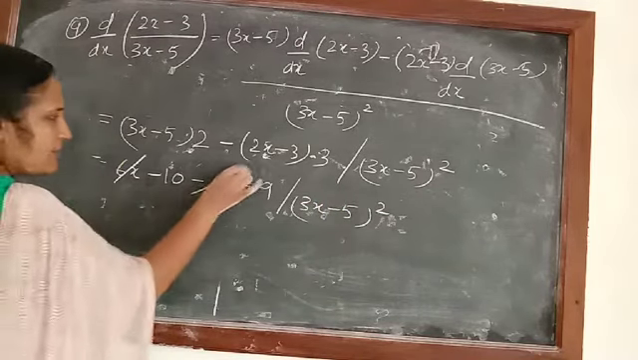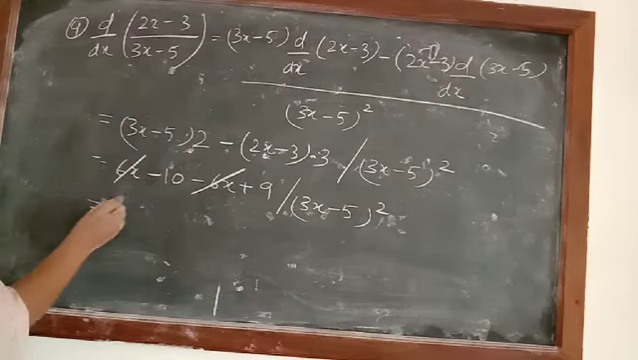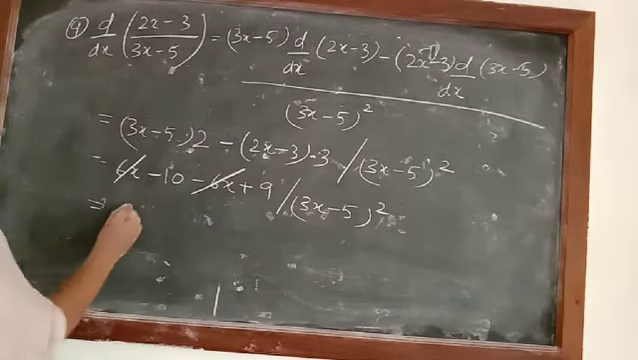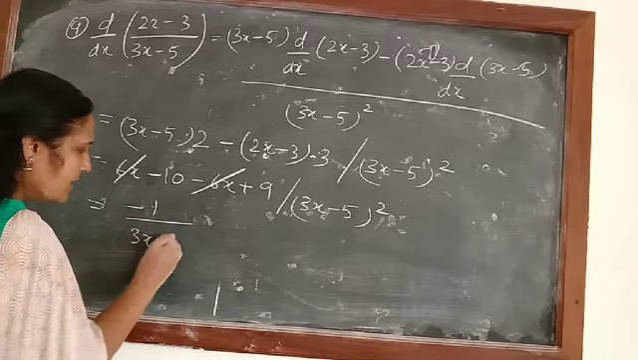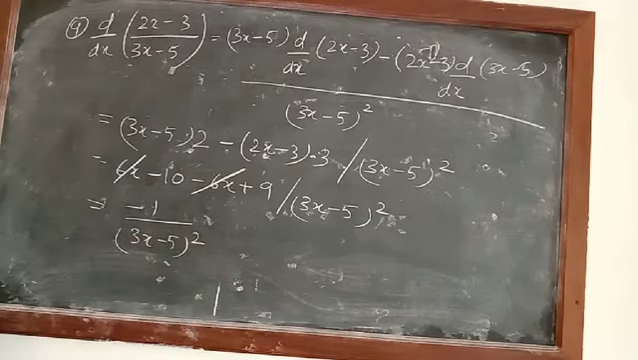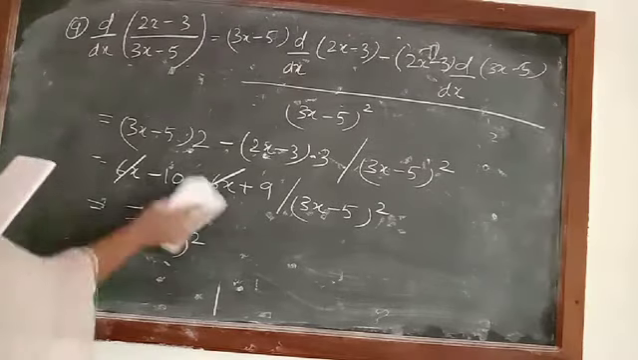So 6x and minus 6x will get cancelled. Minus 10 plus 9 will be equal to minus 1 by 3x minus 5 the whole square. Okay. Now the next question.